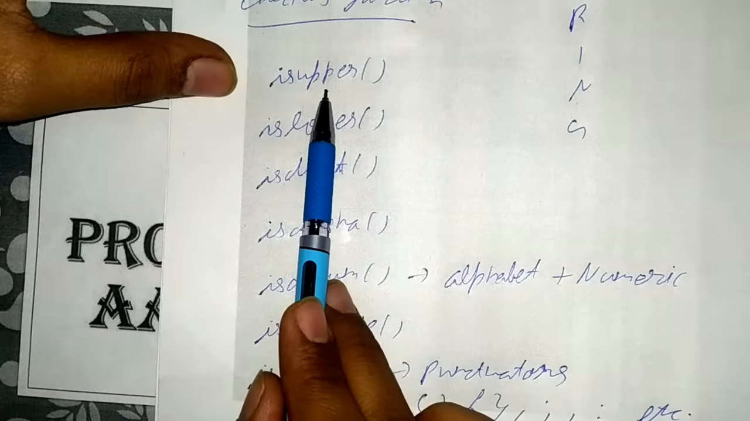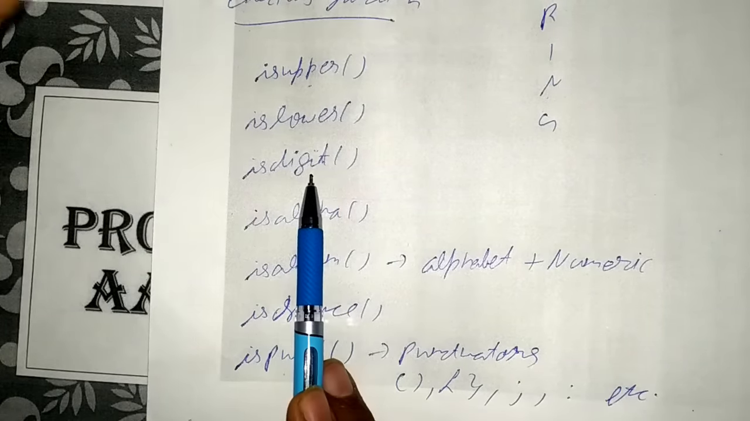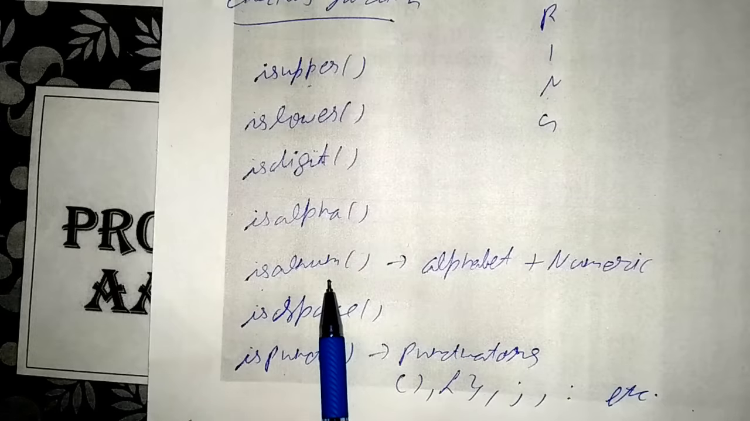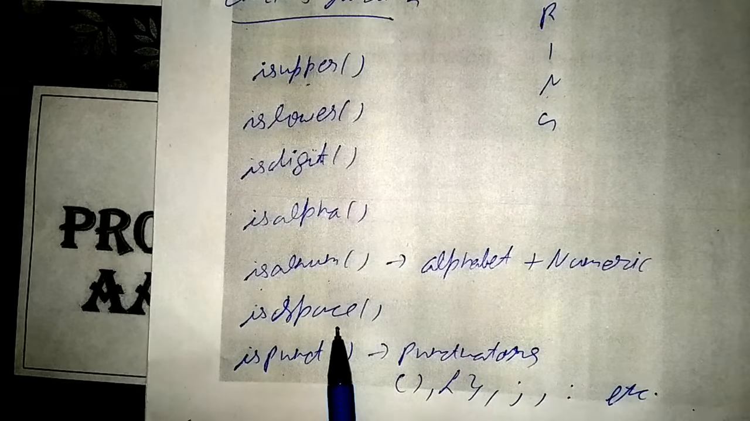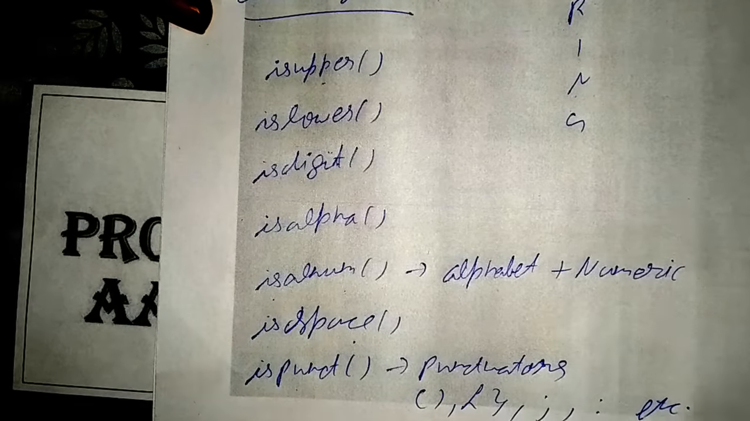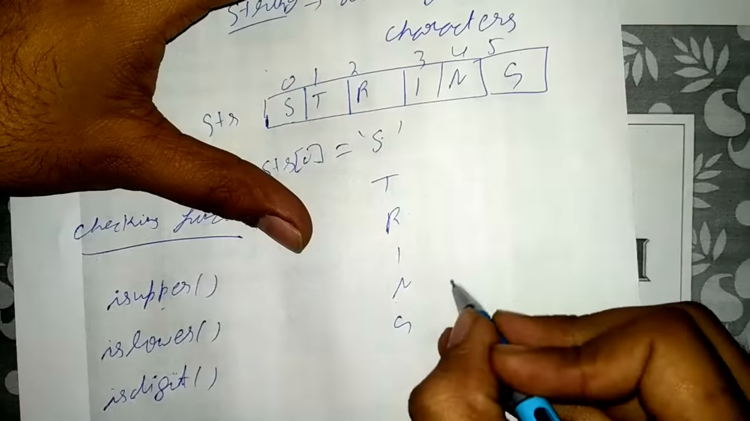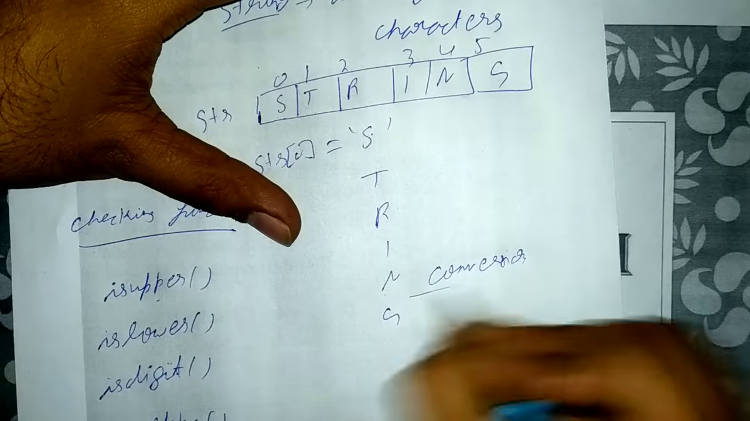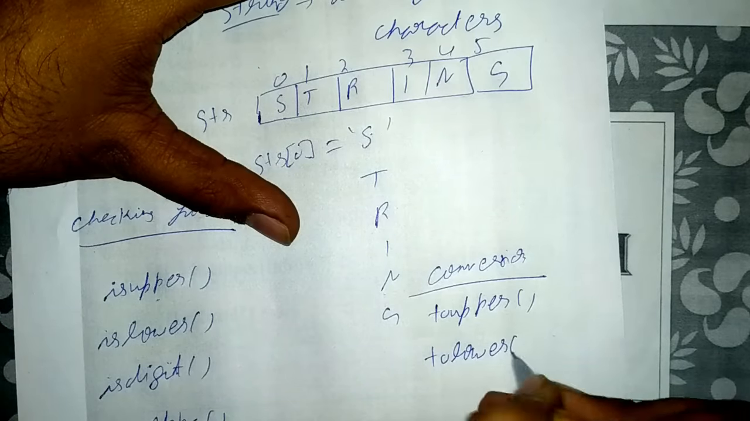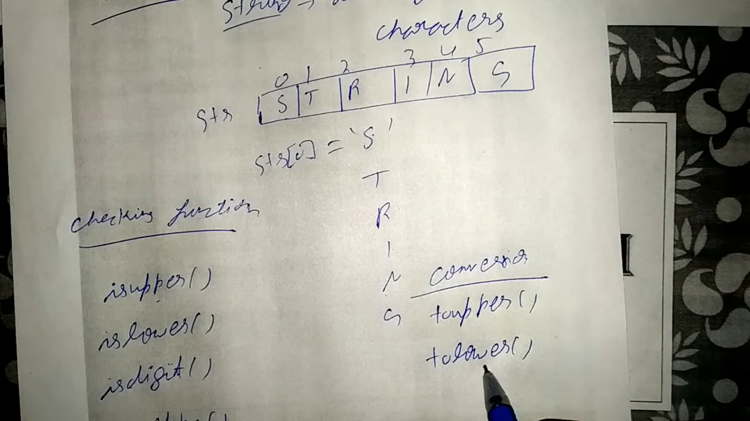So we have isupper to check whether the character is in uppercase or not, islower to check whether the character is in lowercase or not, isdigit to check whether the character is a digit or not, isalpha to check for alphabet, isalnum to check for alphabet plus numeric, isspace for checking space, and ispunct for checking punctuators like brackets, curly brackets, semicolon, colon, etc. Besides that, we have two conversion functions: toupper and tolower. toupper converts any character to uppercase, and tolower converts any character to lowercase.